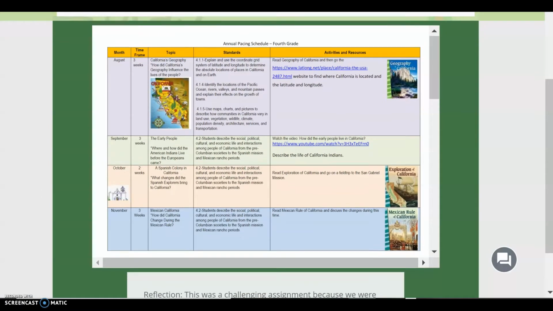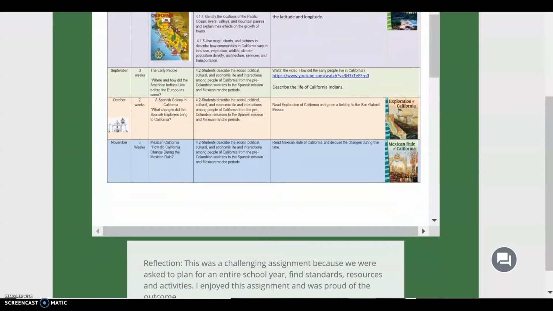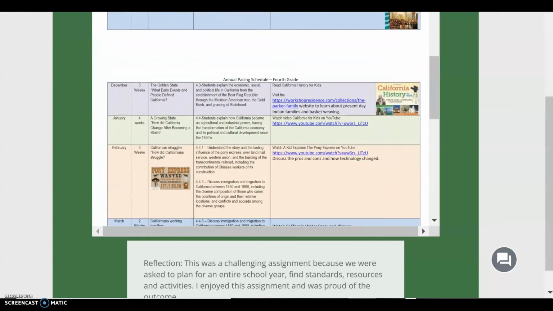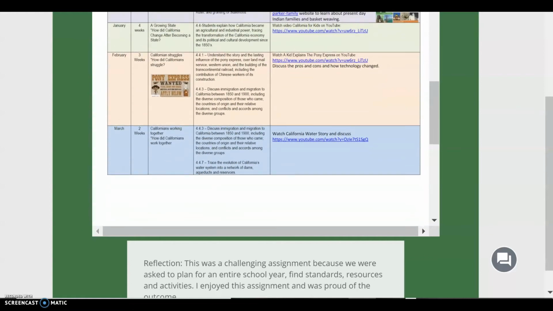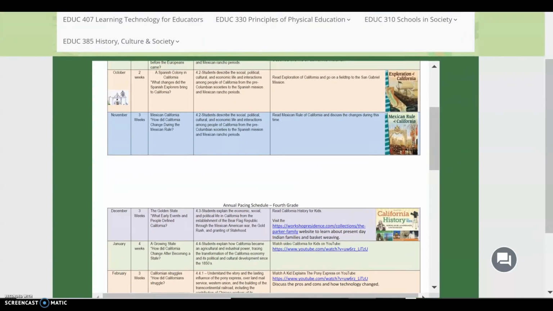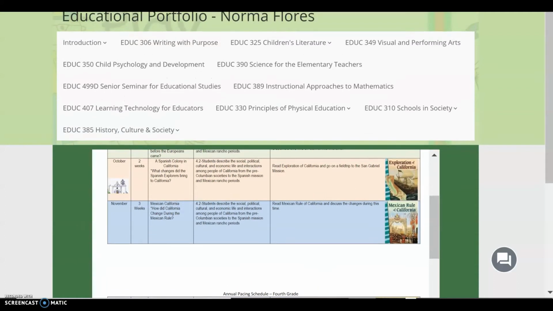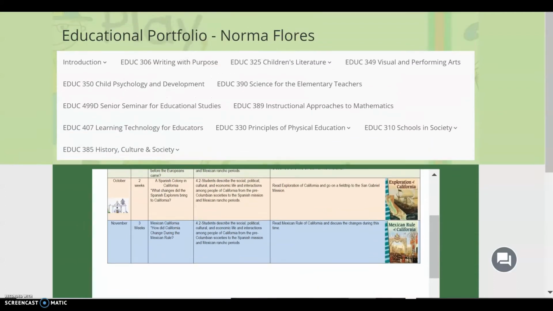This was my annual pacing schedule. It was rather challenging because we had to plan for an entire school year. And as you see here, that's what we did. We had to find standards, resources, books that would go with these lessons.